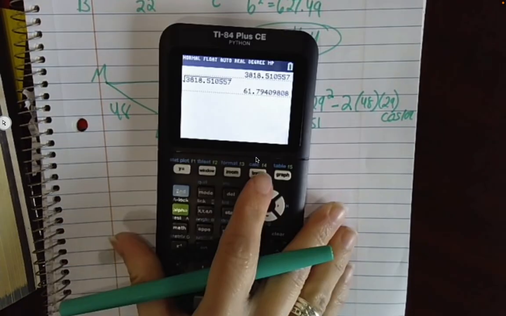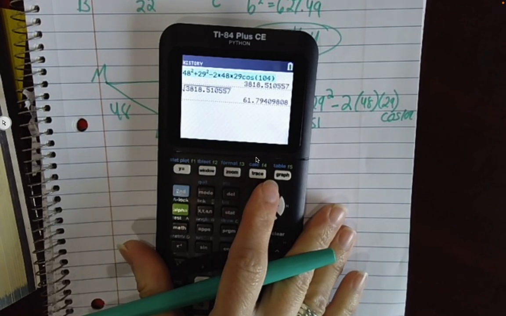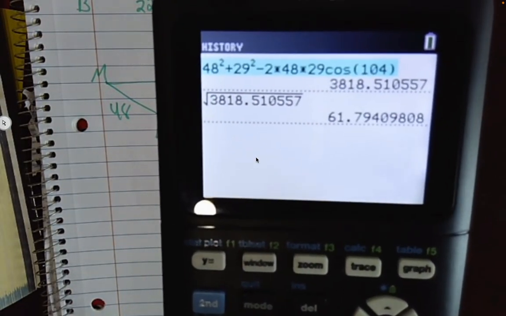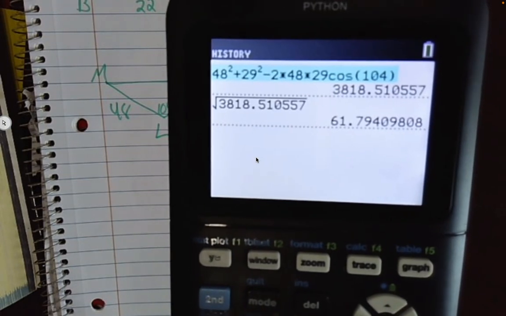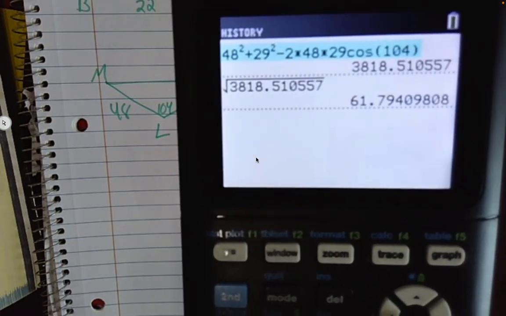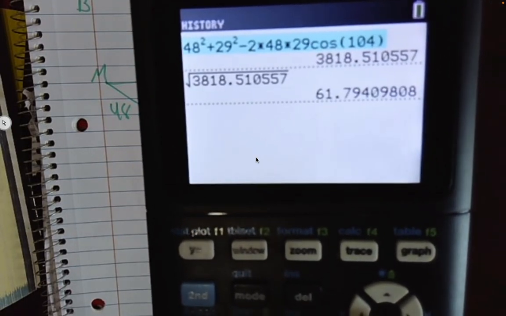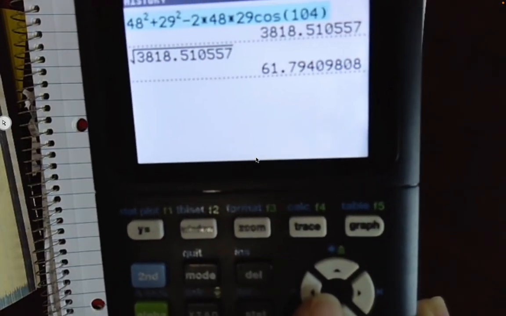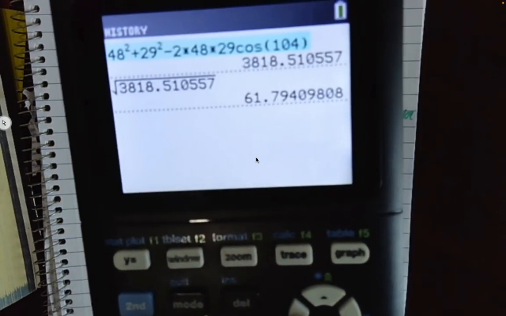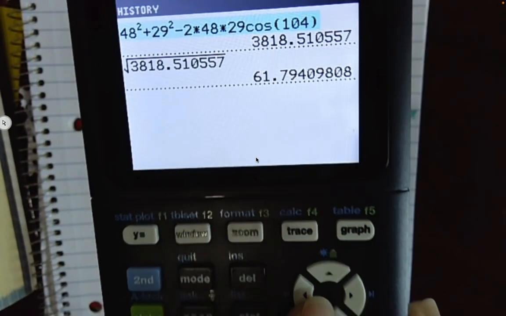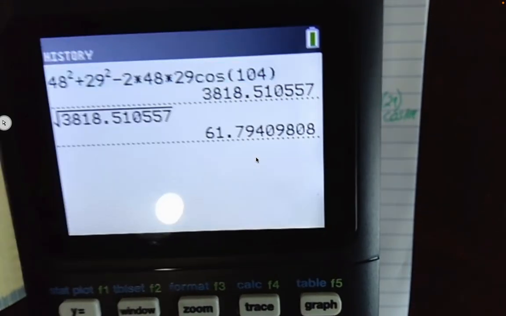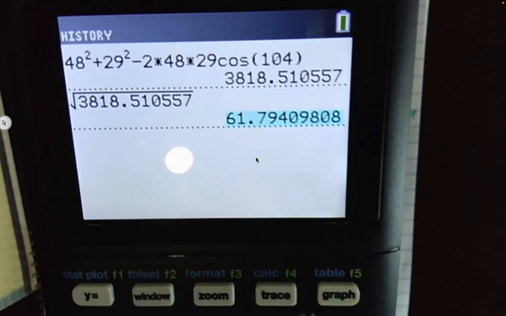Yeah, the way I entered it in my calculator, it looks like this. I did 48 squared plus 29 squared minus 2 times 48 times 29 cosine of 104. I just basically plugged in my numbers. It also works if you do parentheses. This is probably the easiest way if you have a graphing calculator. You can just let it do all the formula for you, okay? But then don't forget you have to take the square root.